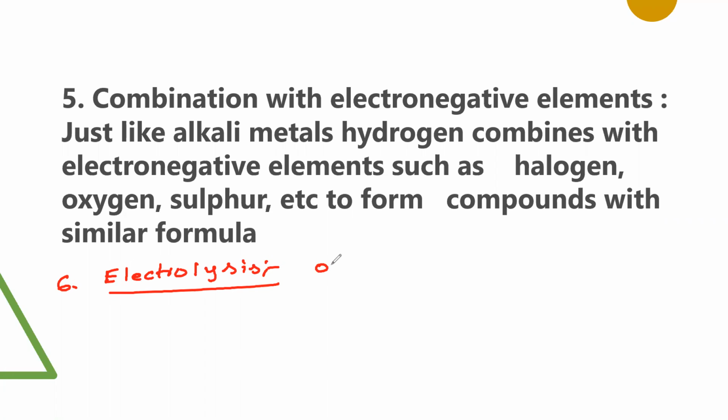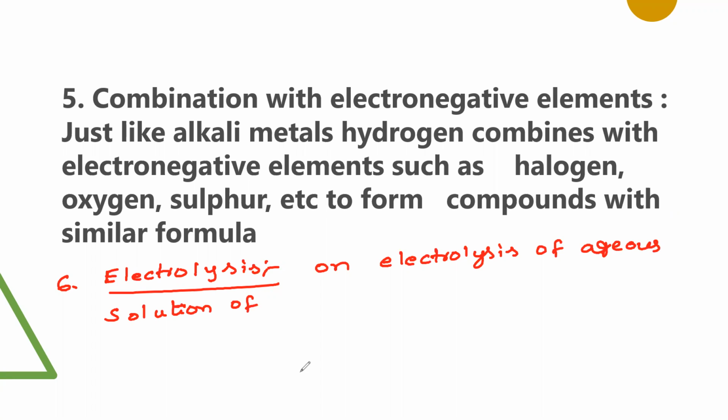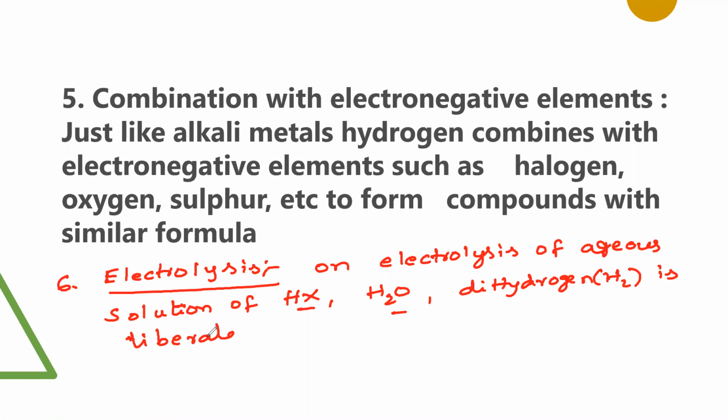On electrolysis of aqueous solution of hydrogen halides, HX, and H2O, dihydrogen is liberated at the anode. What is liberated? Sorry, at the cathode. On electrolysis of aqueous solution of HX and H2O, dihydrogen, that is H2, is liberated at the cathode.